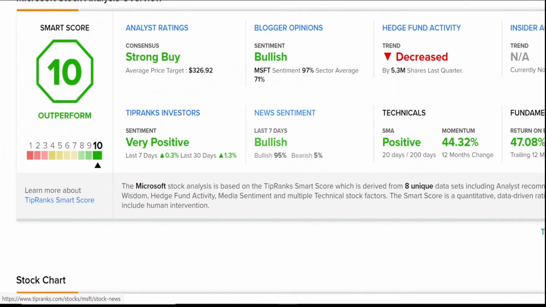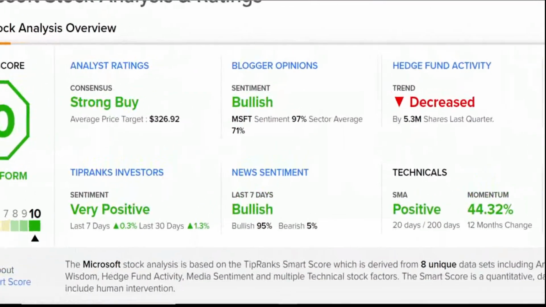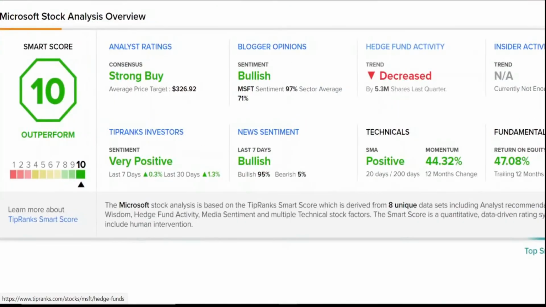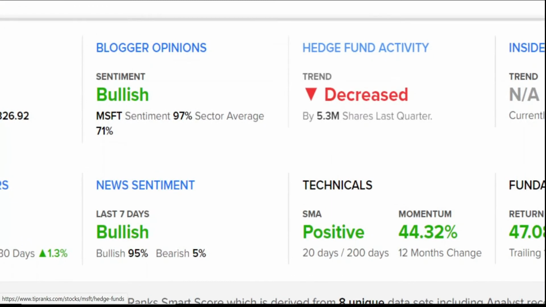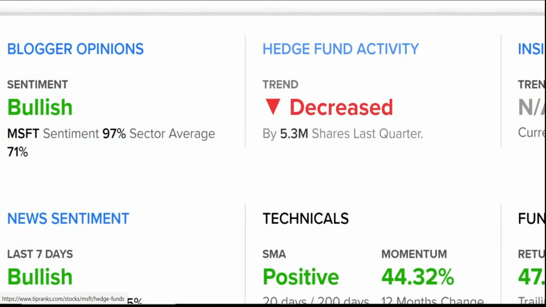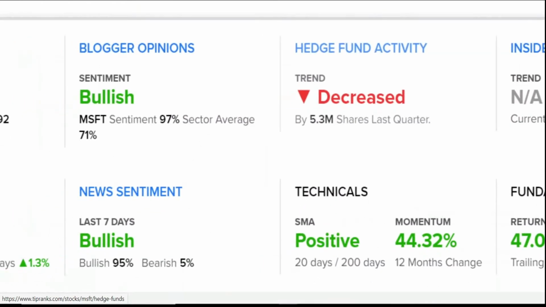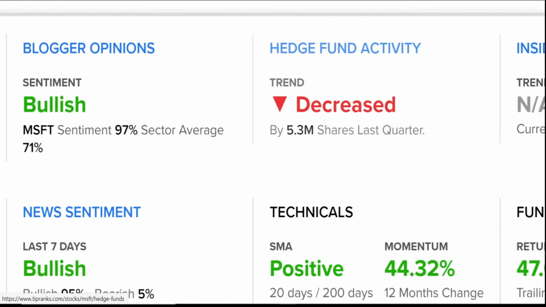The news sentiment is also very bullish. The blogger's opinion is also very bullish. But here is something important. The hedge fund activity has decreased by 5.3 million shares in the last quarter. And I will tell you why that is the case.